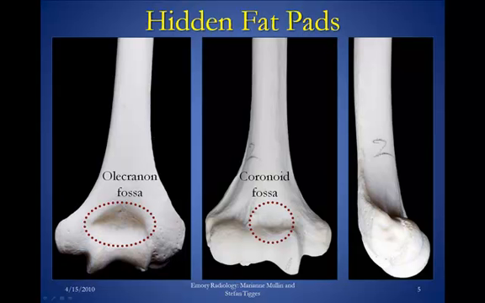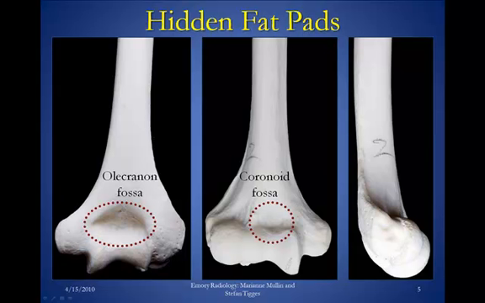The other view there is a lateral view of the humerus, that rightmost view, and you can tell that it would be very difficult to see fat pads that are hidden within those deep fossae on a lateral view of the elbow because they're pushed deep into those fossae. Normally we don't see those fat pads.